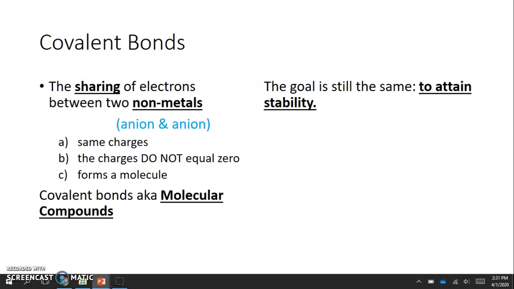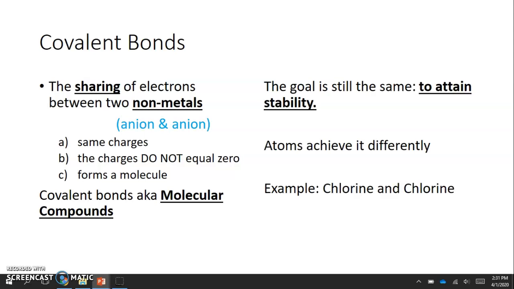So the goal is still the same. We saw with our ionic bonds that an electron is donated. Here, we're still going to try to attain stability. We're still going to want 8 valence electrons in our outermost shell. It's just going to be done in a different way. Instead of one element donating their electrons to another, we're going to have some sharing going on. So atoms are just going to achieve it differently.